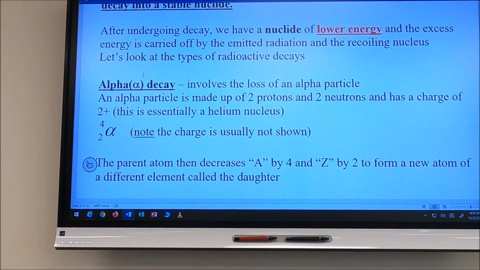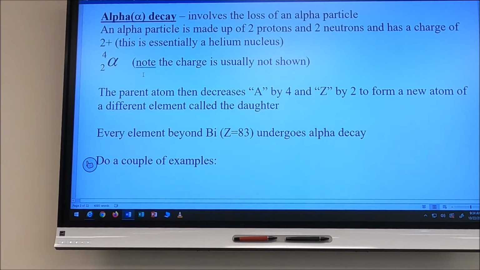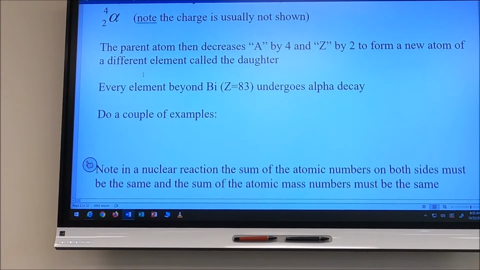Okay, so the parent atom then decreases its atomic mass number by 4 and its atomic number by 2 to form a new atom of a different element. Now, this is the one time in science where you see female language. The new element that's made is called the daughter. Yeah, it took nuclear chemistry to give us some female language. So, every element beyond bismuth, atomic number 83, undergoes alpha decay. So let's look at a couple of examples.